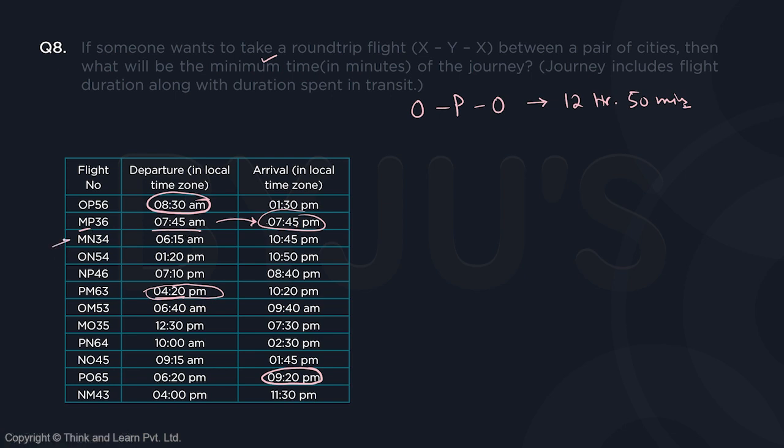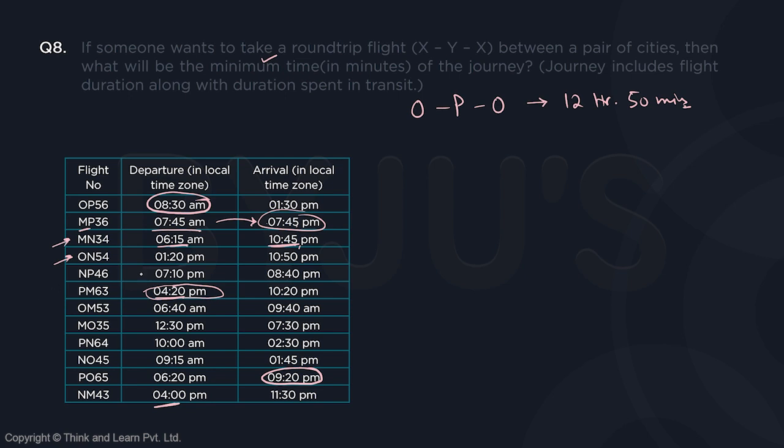Forget about it. Third, M to N: 6:15 to 10:45, right? And then from N to M, the flight again starts at 4 p.m. So here also it is not possible to take a flight and do a round trip journey. Forget about this as well.